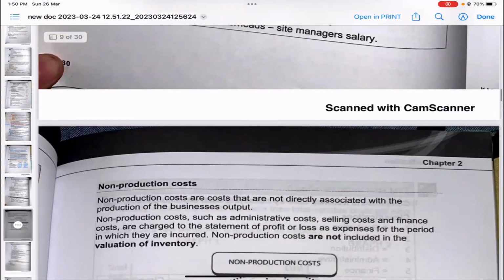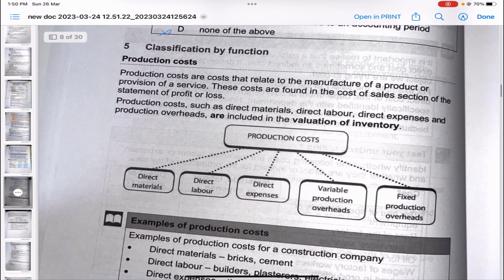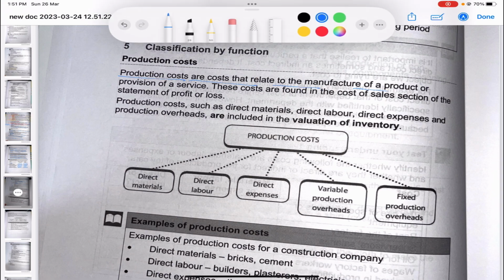Okay, now let's come to the classification by function. What did we see when we were discussing classification by function? Costs are either used for production purposes or for non-production purposes. What do we mean by production purposes? Production costs are costs that relate to the manufacturing of a product or provision of a service. These costs are found in the cost of sales section of the statement of P&L. Production costs such as direct materials, direct labor, direct expenses and production overheads are included in the valuation of inventory.